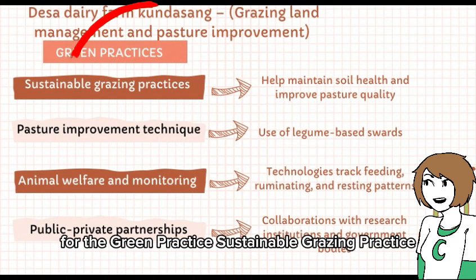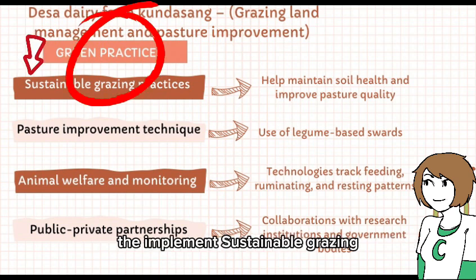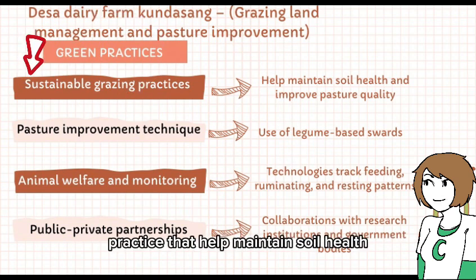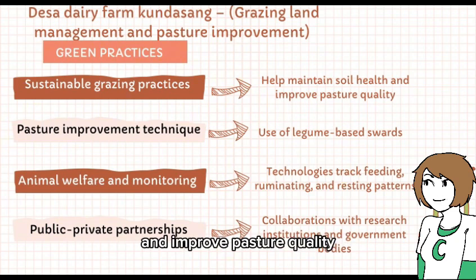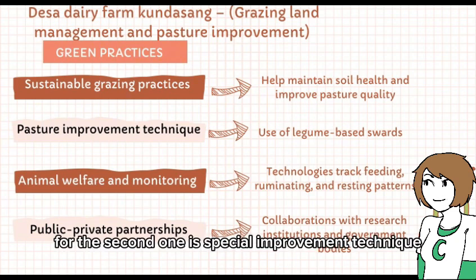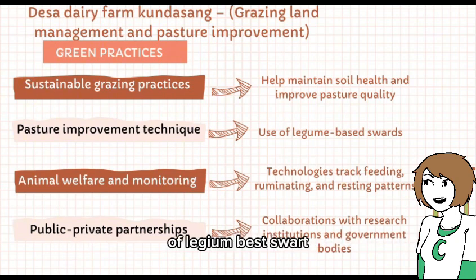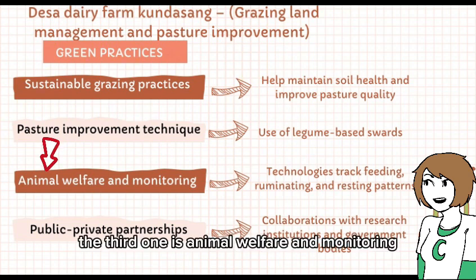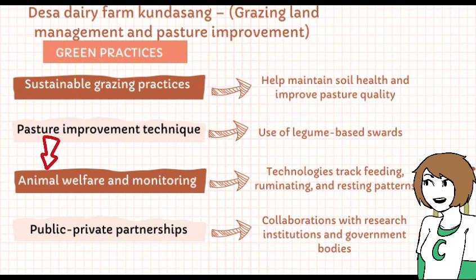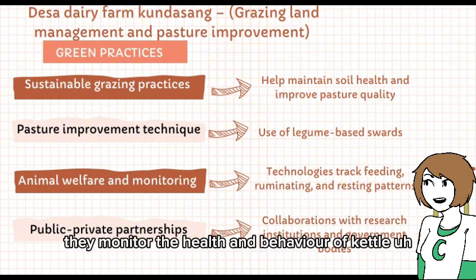For the green practice, sustainable grazing practices, they implement sustainable grazing practices that help maintain soil health and improve pasture quality. The second one is pasture improvement techniques. They employ various pasture improvement techniques such as the use of legume-based sward. The third one is animal welfare and monitoring. They monitor the health and behavior of cattle.